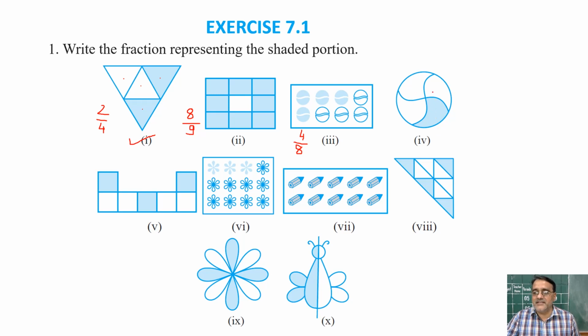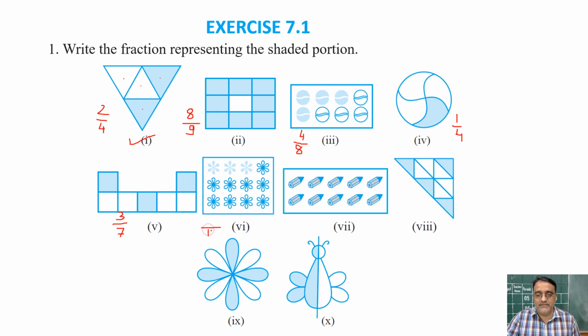Total number of parts? 4 parts. How many parts are shaded? 1 by 4. Next one, the fifth one. Total number of parts? 7. How many parts are shaded? 3. So 3 by 7. Okay, fine. Sixth one. How many total parts?